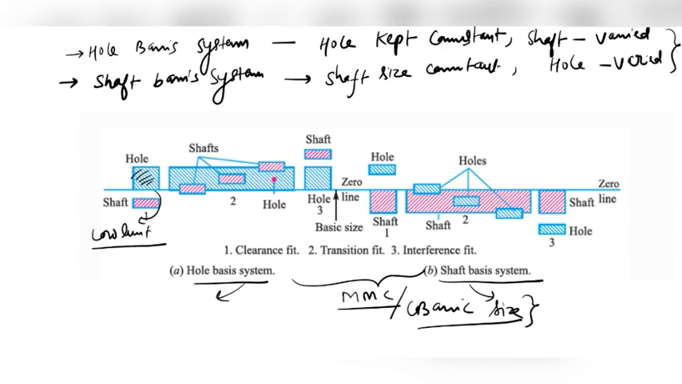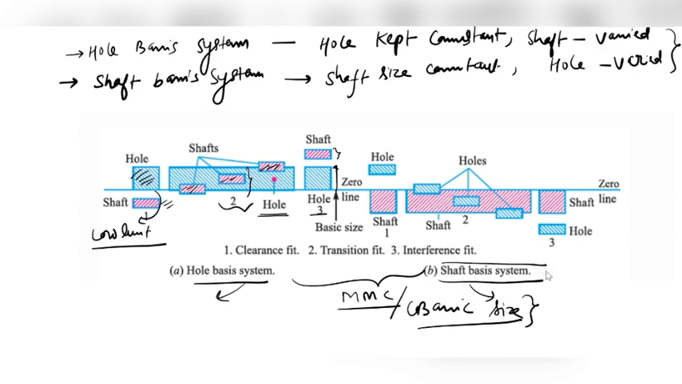Now we are looking at a hole basis system. Here we can see this is the clearance fit, where the shaft tolerance zone is on the lower side than that of the tolerance zone of the hole. Second is the transition fit, where the tolerance zones of the hole and shaft are overlapping, and in the third case the tolerance zone of the shaft lies above that of the hole. So this was the hole basis system.